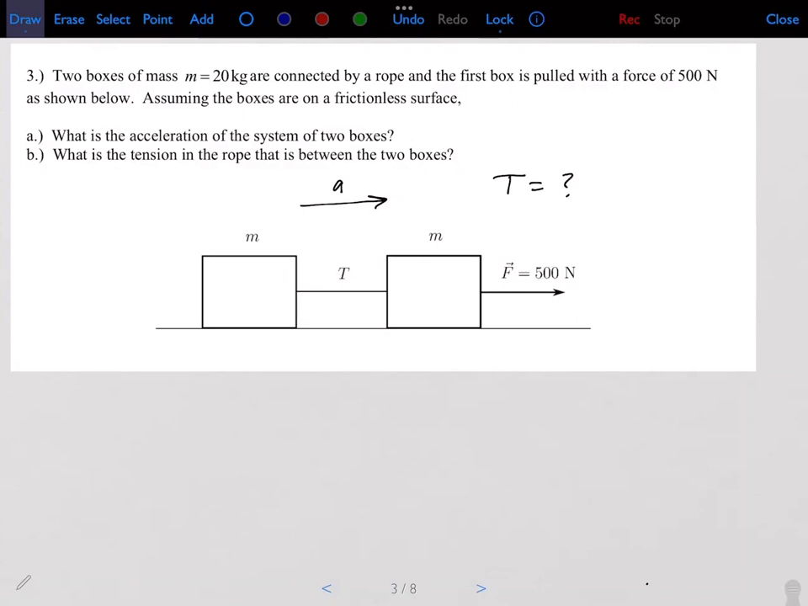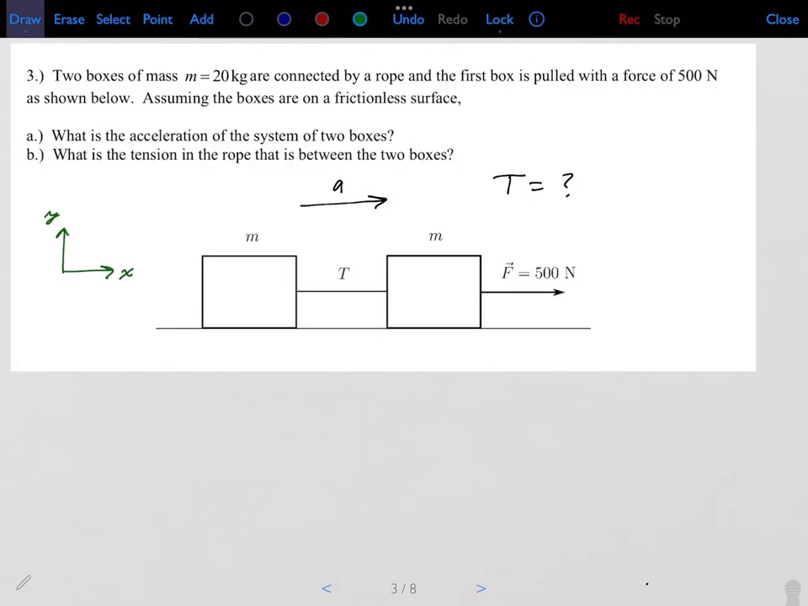Now, again, there are forces acting in the y direction as well, but we don't really care about them in this case because we're only interested in what's happening in the x direction. Remember, my coordinate system, I'm going to assume x is to the right and y is vertically upward. There's a couple ways you could do this.